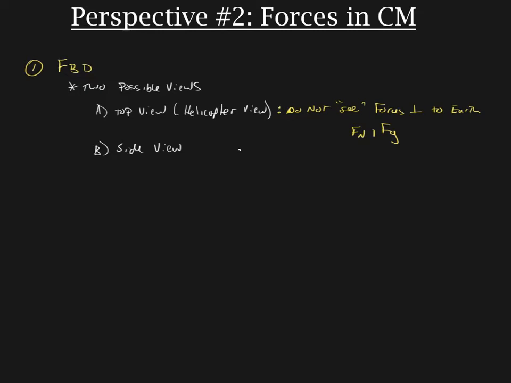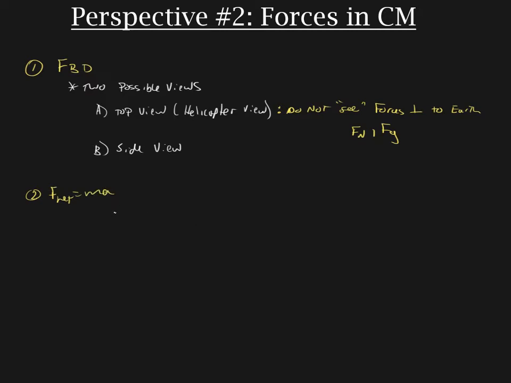Now, ultimately, it's going to be experience which dictates which one you should use to diagram a situation. And if you find that you're coming up shorthanded, and you don't seem to be able to solve a problem using the particular FBD that you drew, then try drawing it from the other perspective and see what happens. Of course, step number 2, we're going to write F net is equal to MA.